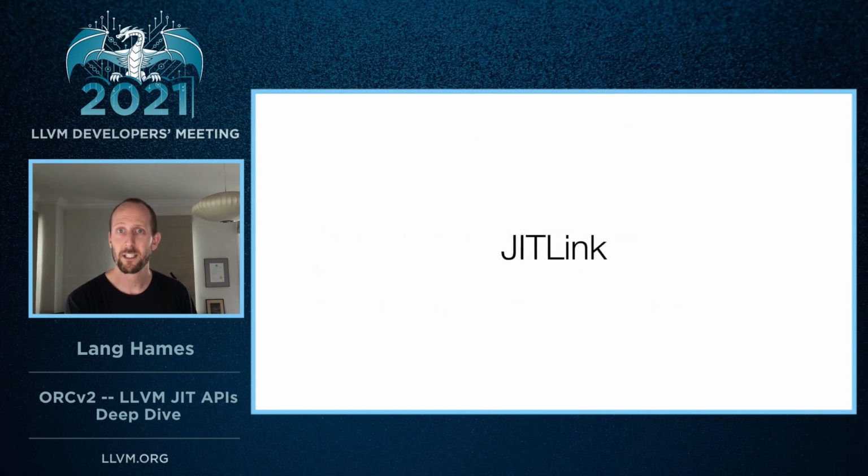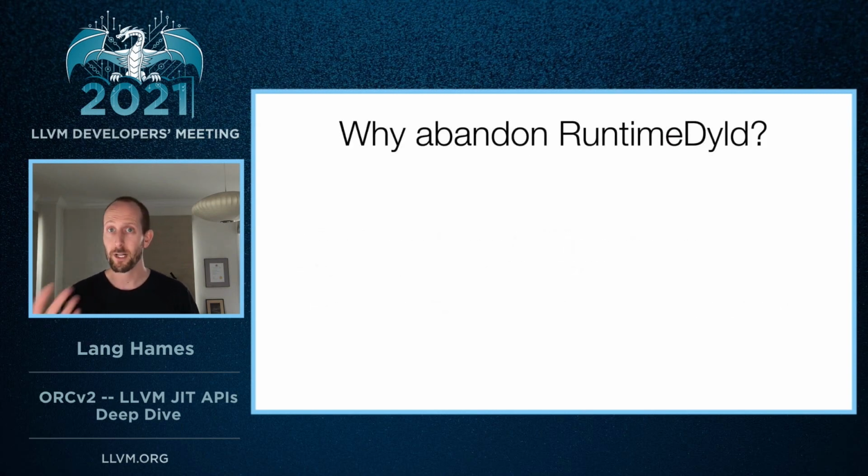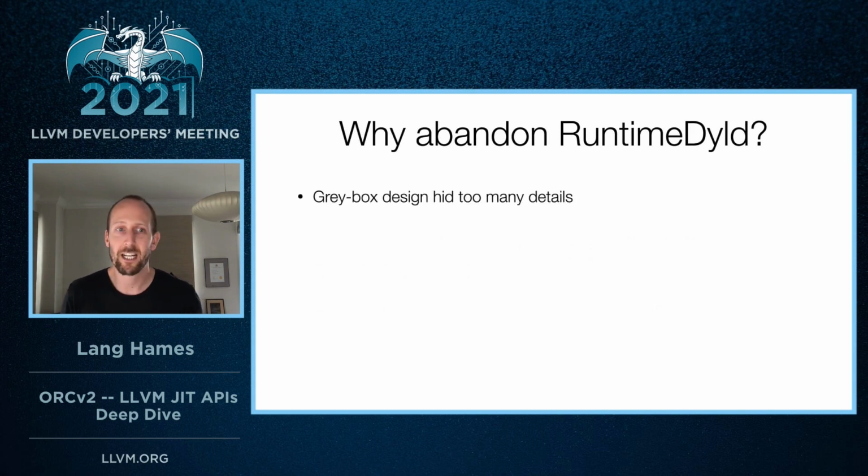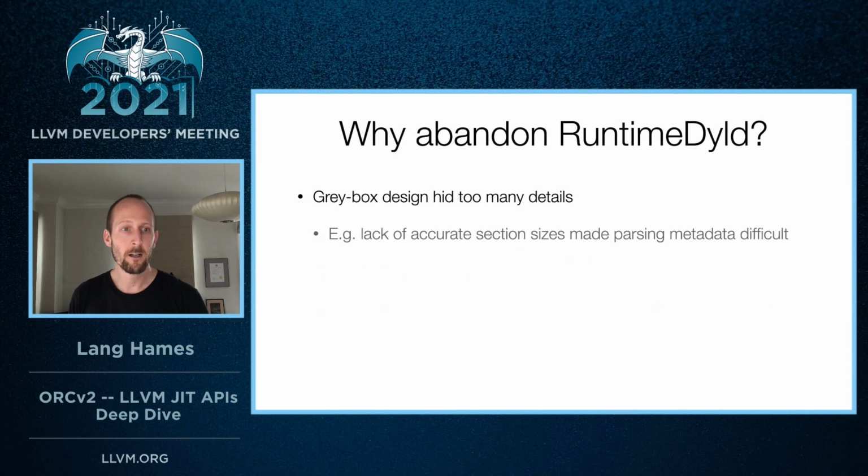So we'll dive into JITLink. I guess the first question is, if we already had a runtime linker, why are we abandoning it? And the answer is that it had a gray box design that hid too many details to implement some of those advanced features like thread local variables or Swift or Objective-C support. As an example, it wouldn't give you accurate section sizes for the sections in your object files, and this made it difficult to parse the metadata that you need to register for certain features.